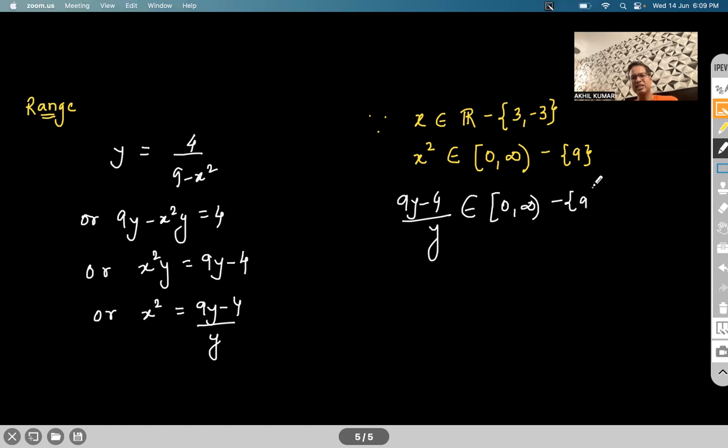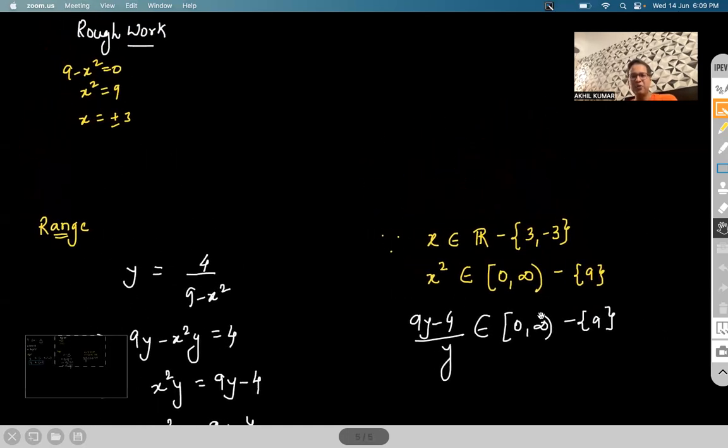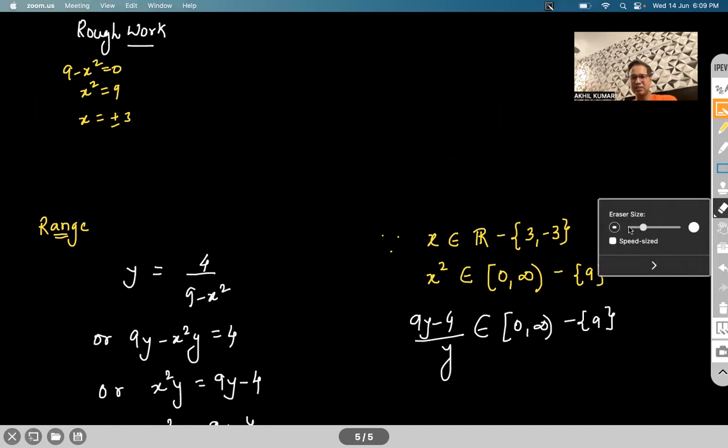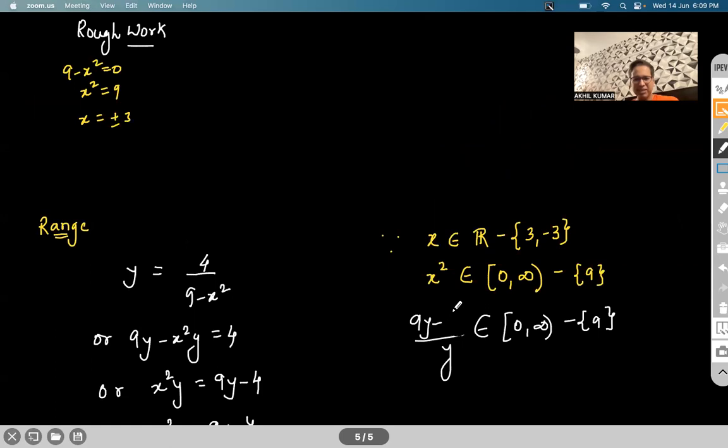Okay. Now, again, let's go to our rough work section and try to check when does 9y minus 4 divided by y actually become a 9? Let me write my 4 properly. It is appearing like a 9, no? Let me write a 4. So let me go to my rough work column and I'll try to check when does 9y minus 4 by y actually become a 9?